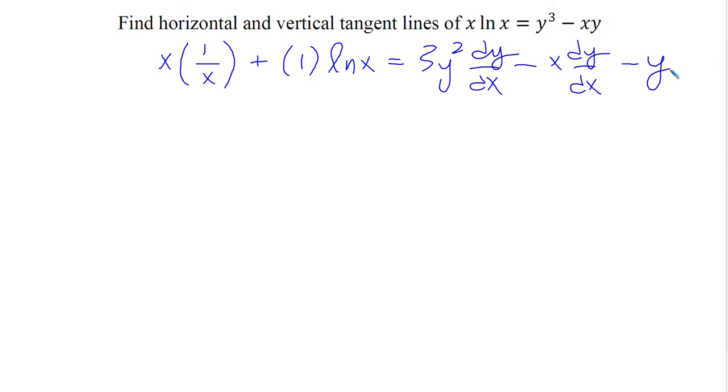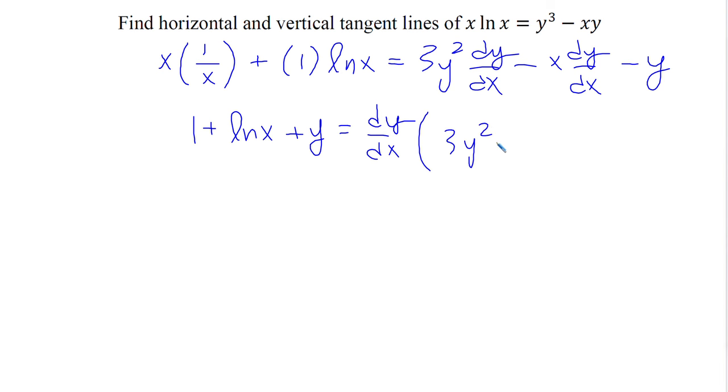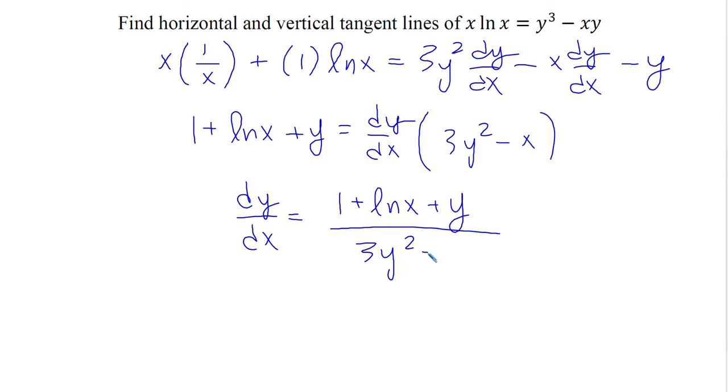We'll gather all the non-dy/dx terms to the left, simplifying the x over x to 1. So we have 1 plus ln x plus y. We'll factor out the dy/dx here. Oops, not equals there. We're going to factor out the dy/dx: dy/dx times 3y squared minus x. Now dy/dx is equal to 1 plus ln x plus y divided by that 3y squared minus x.